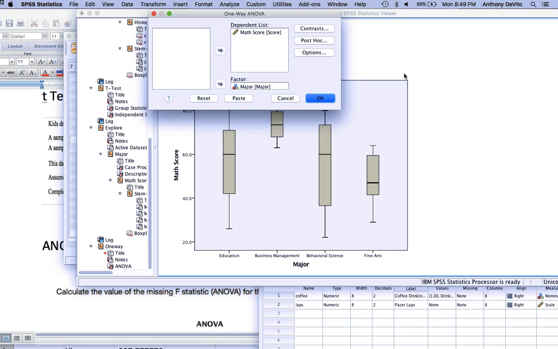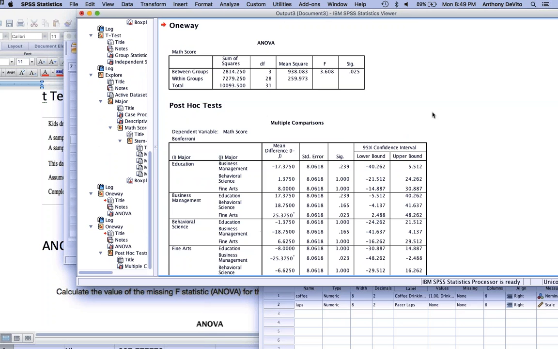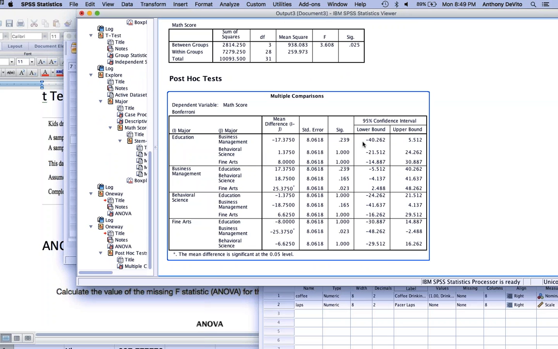Okay, as soon as it comes up, let's see which of these we can say are different. Education and business major. No, we don't have significance. The difference is not big enough for us to reject the null hypothesis that the mean for education majors is equal to the mean for business majors. Not big enough difference. Not big enough difference. 16%. Not big enough difference. How about this one? Behavioral science and business management. 0.165. No.